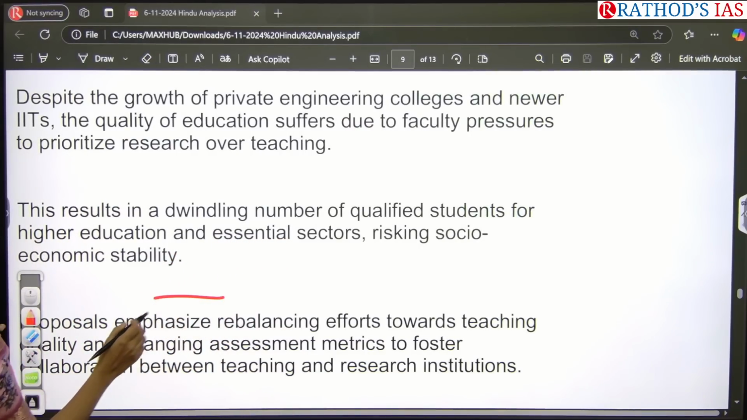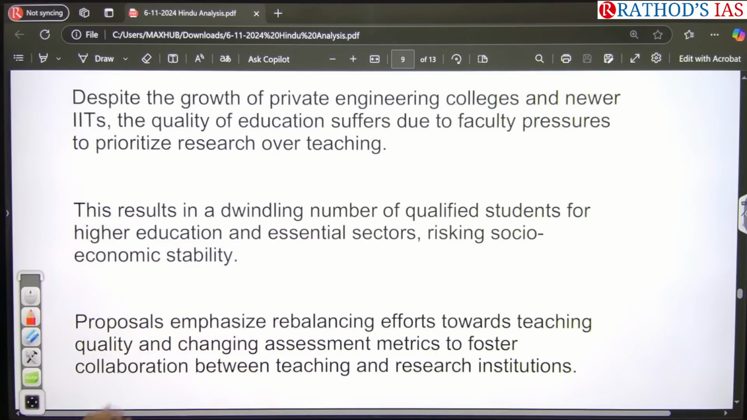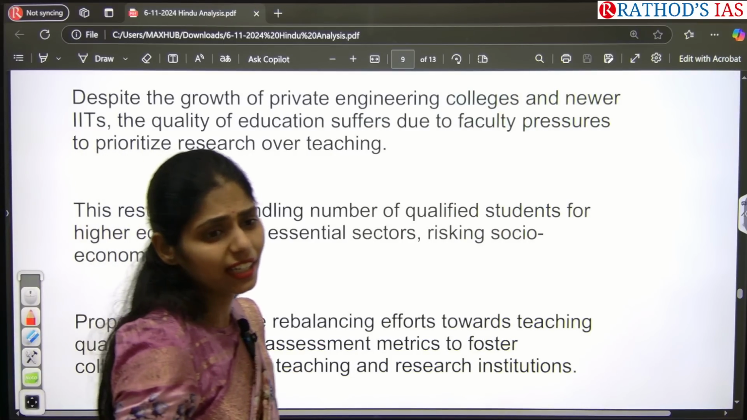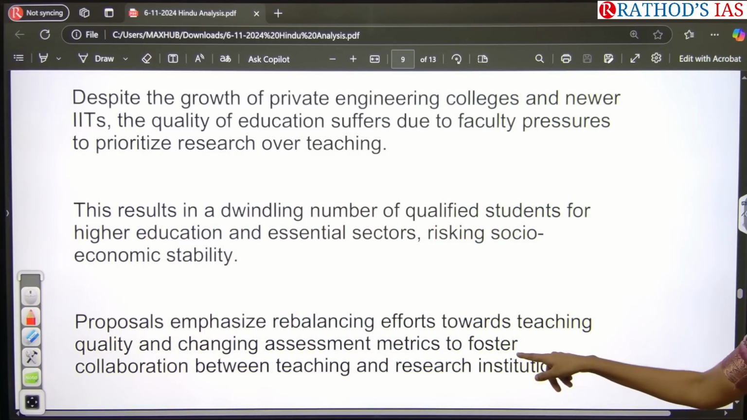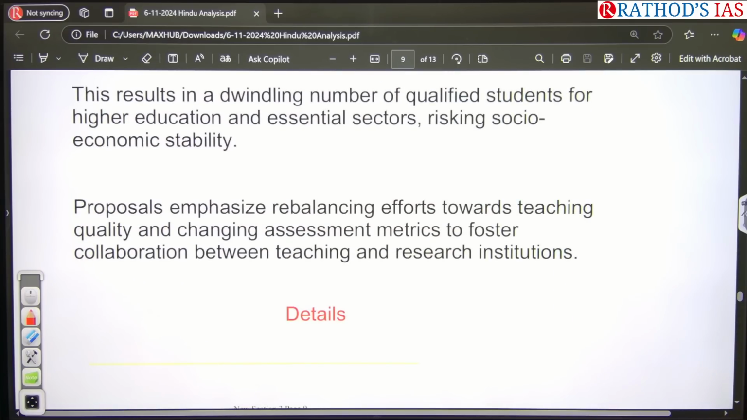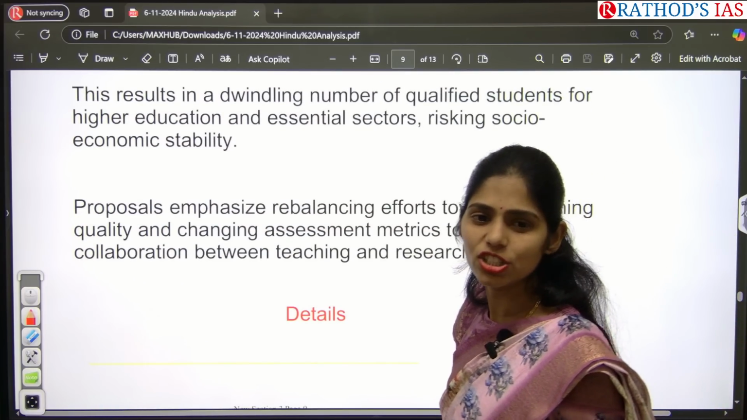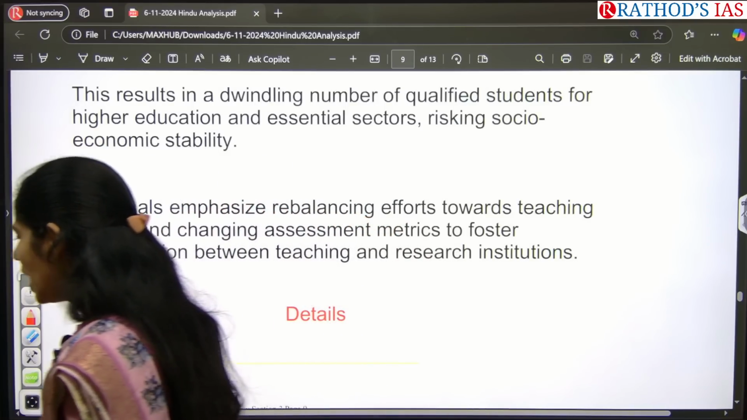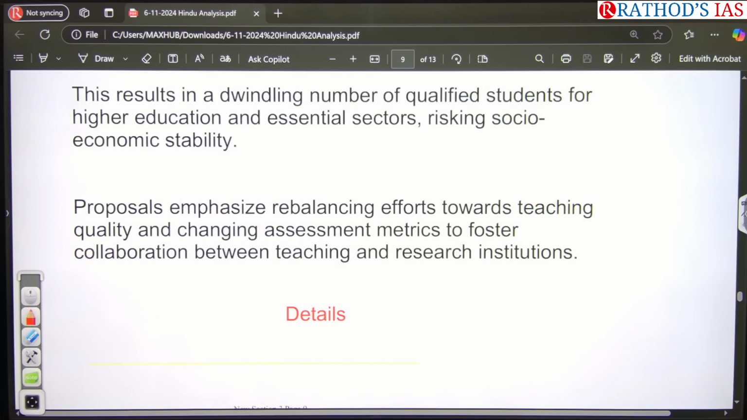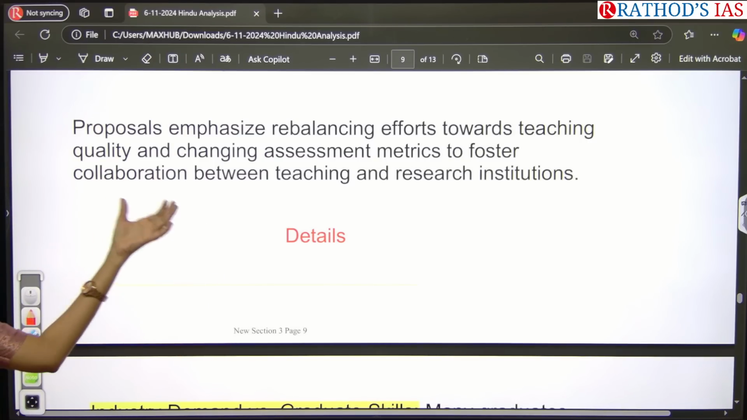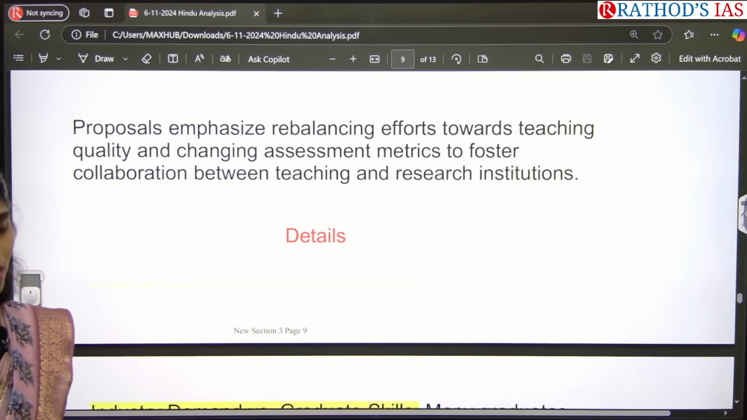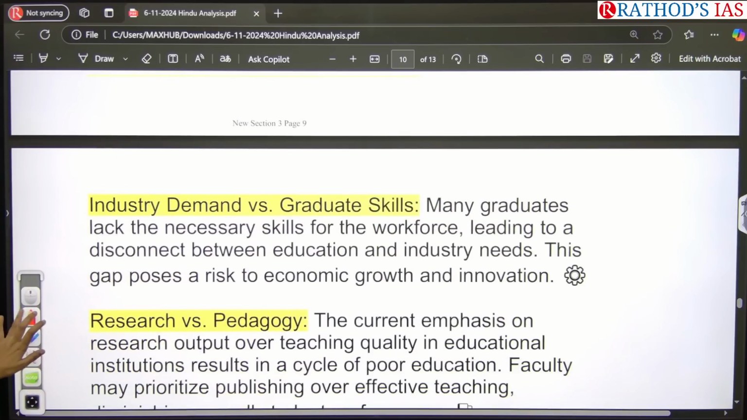Actually, because of this, students are not getting basic conceptual clarity, but always their mind is focusing on research and development. So because of this, what happened? There is a decrease in the quality of teaching in higher education. And again, it is one of the important problems that we are facing in our higher education institutions. So this article is saying that we need to have proper metrics for proper collaboration between teaching and research institutions.